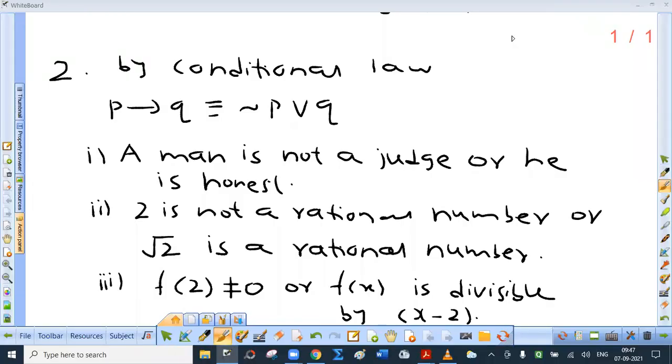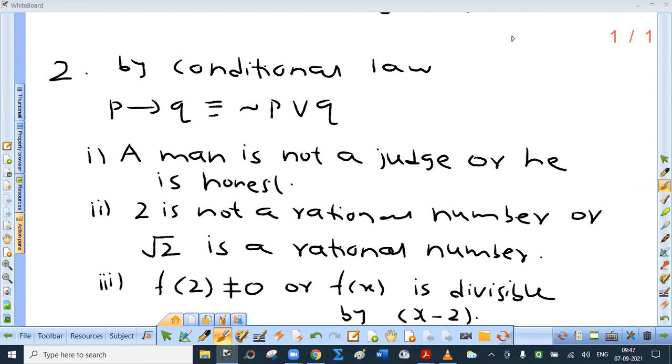Now this is an interesting question. Rewrite the following statements without using if then. That is, given statement is an implication, but you are supposed to drop that. The first one, or before that, let me tell you, by conditional law, what is P implies Q? It is not P or Q. How to prove this? By constructing truth tables.